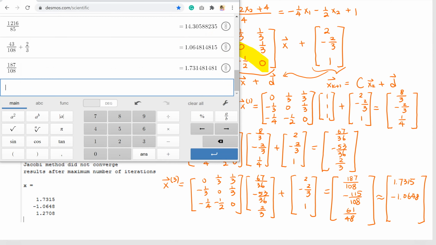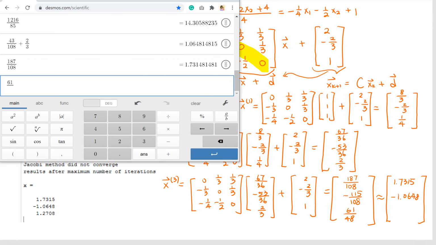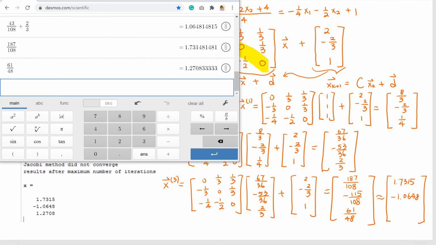And then next, 161 over 48. You might ask, do I have to do that? You don't have to. You can keep it in fraction form. I just want to evaluate this number because later on, when we use MATLAB to check our work, it's easier to check if they're decimals. So, 1.2708.